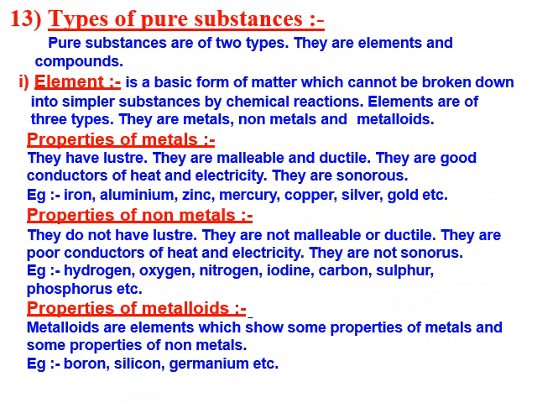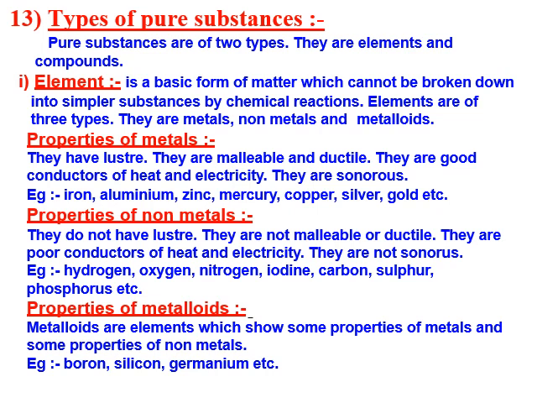So after mixtures, let us talk about pure substances. Pure substances are basically of two types. They can be element, they can be in the compound form. Element is a basic form of matter which cannot be broken down into simpler substances by chemical reactions. Elements are of three types. They are metal, non-metal, and metalloids.